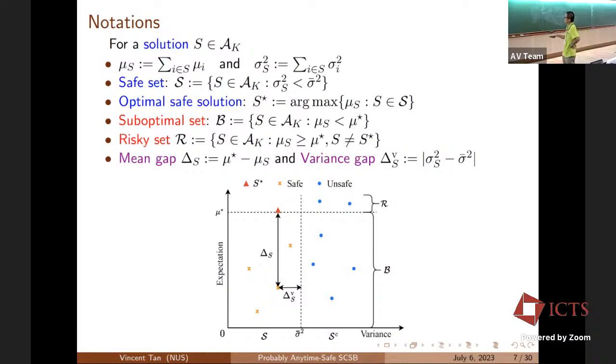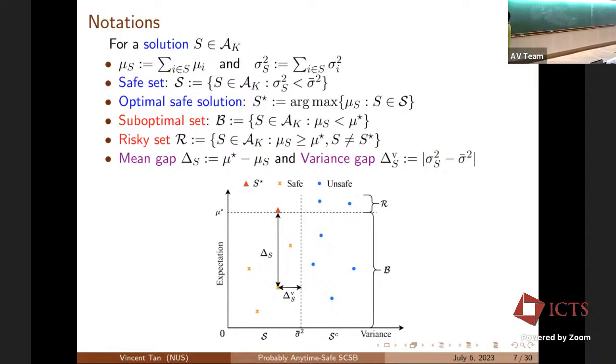Okay, so again, the x-axis is the variance, the y-axis is the expectation. All the subsets live in this space here. We have indicated a few subsets. There is a certain critical line here called the permissible upper bound on the variance. To the right of the permissible upper bound on the variance are subsets that are unsafe. To the left, we have the safe sets. And among the safe sets, we have one distinguished set that is the optimal safe solution. There are some risky solutions, and there are some suboptimal solutions. Okay, so there's a partition here.